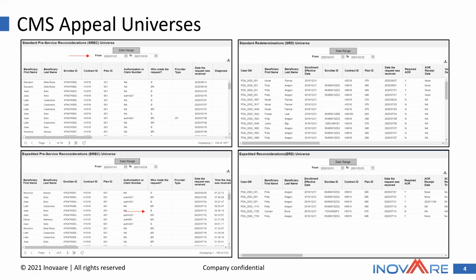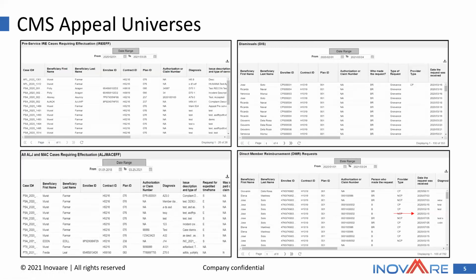Gabe, can we go to the next slide? On this next slide, you'll see we have several other appeal universes, including universes related to IRE, ALJ, MAC, dismissals. But what I wanted to focus in on is the direct member reimbursement universe at the bottom right corner. You'll notice I have a red arrow pointing to the date time field. And you'll notice how this system converted it from that month, day, year to this format here that the universe is expecting.